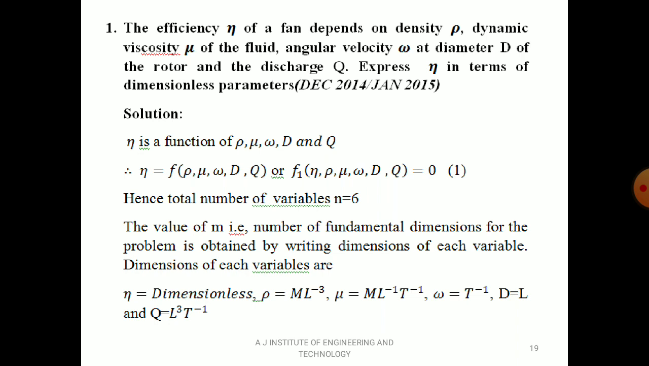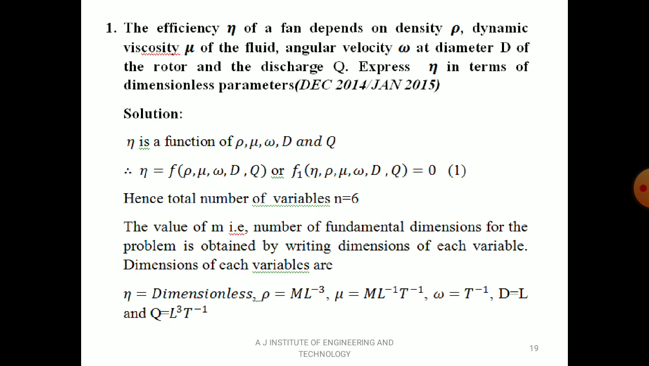So eta is the dependent parameter, which depends on rho, that's density, viscosity, angular velocity, diameter and discharge. Those are the independent parameters. So the expression for efficiency can be written as eta equal to a function of rho, mu, omega, d, q, expressing the dependent variable as a function of the independent variables. Or we can rewrite it as f1 of eta, rho, mu, omega, d, q equal to 0. Take it as expression 1.